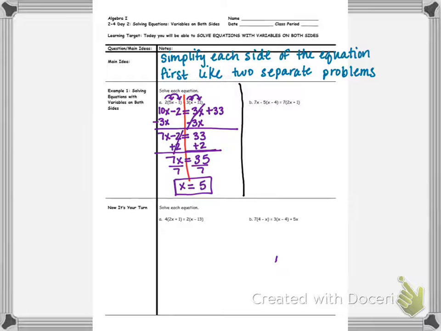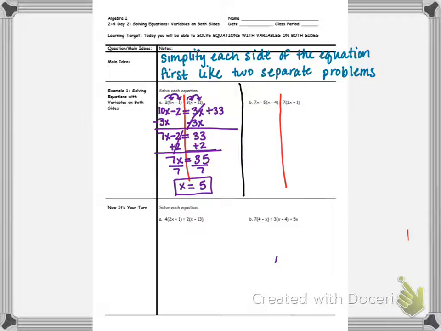So nothing new. I'm just doing things that I already know how to do, things I've already mastered, distributive property, and I'm making my equation simpler so that I can ultimately get to my two-step equation. So let's look at another one.